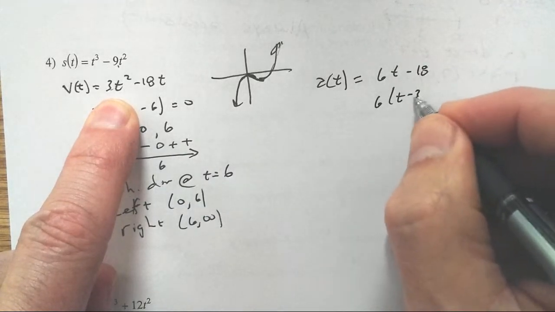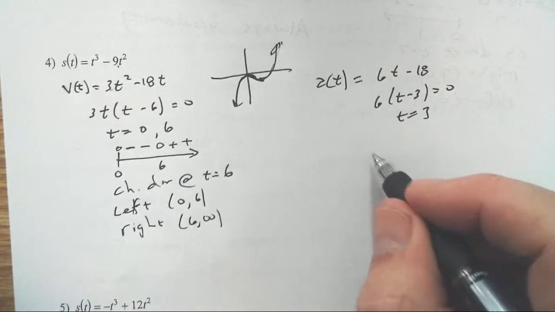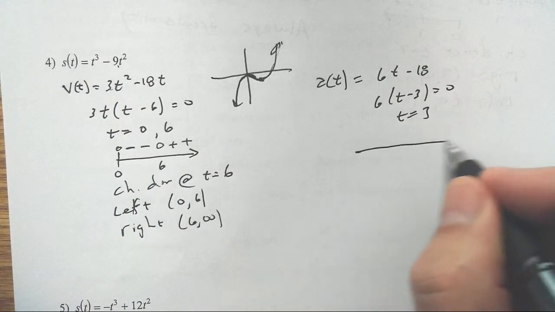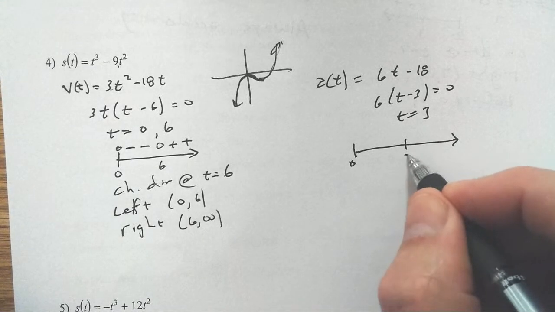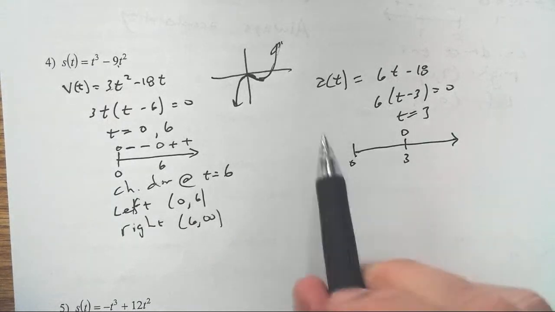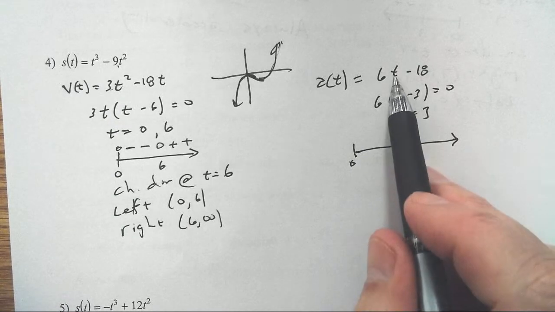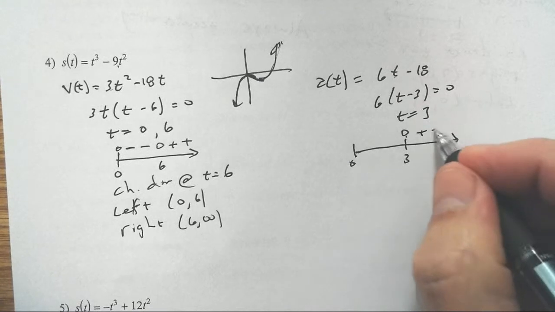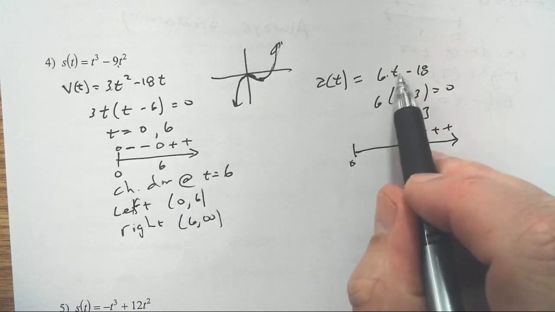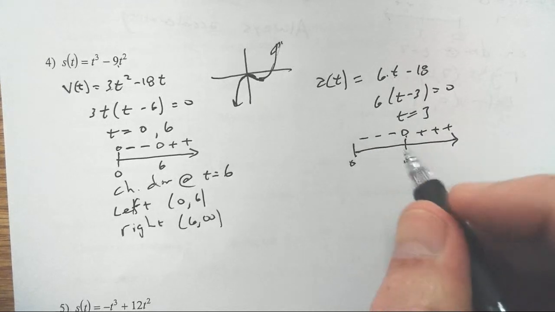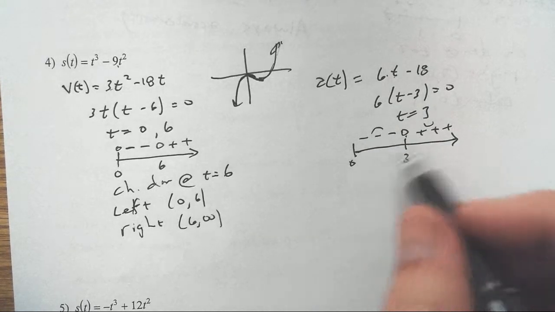6 times t minus 3 equals 0 when t equals 3. So acceleration is 0 here. Put in a number bigger than 3, like 5, and I get 30 minus 18, positive. Smaller, like 1, I get 6 minus 18, negative. So we would say that's cupping down, concave up.